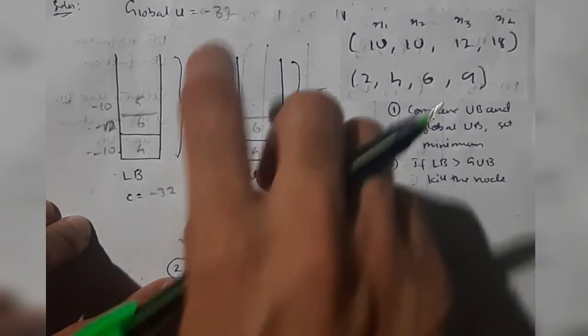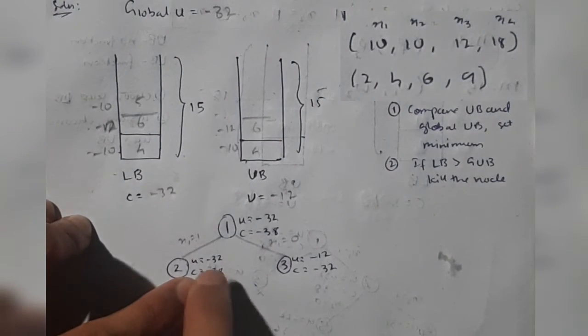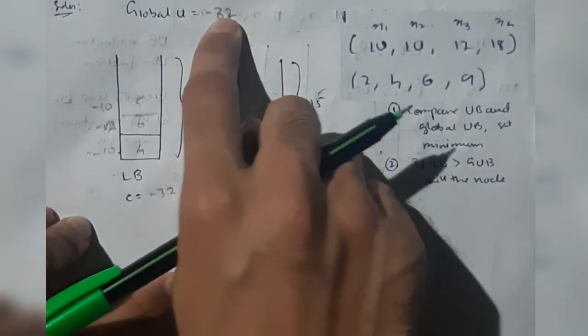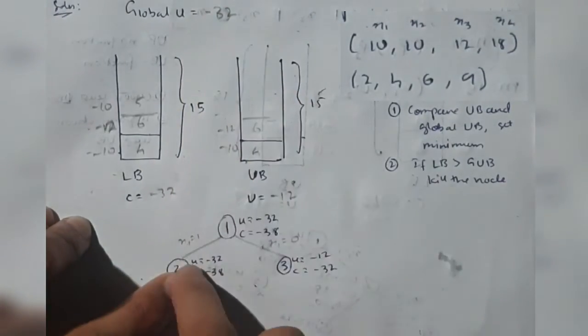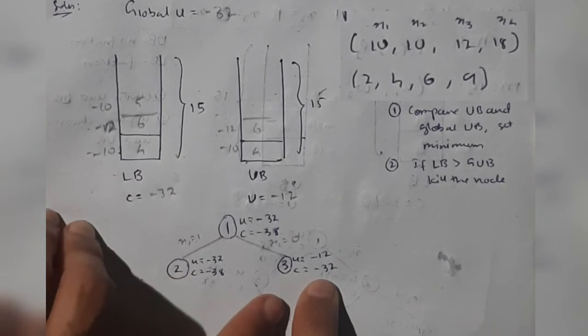Is C greater? Is minus 38 greater than minus 32? No. This is smaller. When it's smaller, we'll keep the node. If this becomes greater than the global U value, at that time we'll kill the node. Okay. Since this is smaller here, we'll keep the node. Let's check the next one.